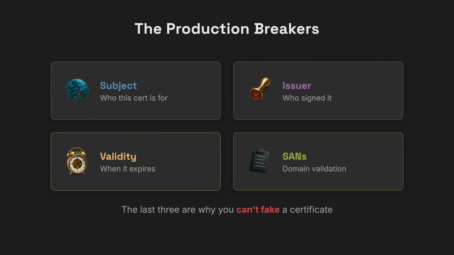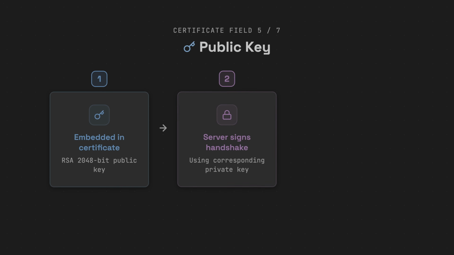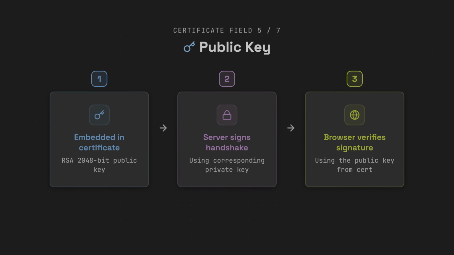The last three are why you can't fake a certificate. Public key, the server's actual public key, embedded in the certificate. In TLS 1.3, the server signs its key exchange data with the corresponding private key. Your browser uses this public key to verify that signature, confirming the handshake came from the server that actually owns this certificate, not an imposter.